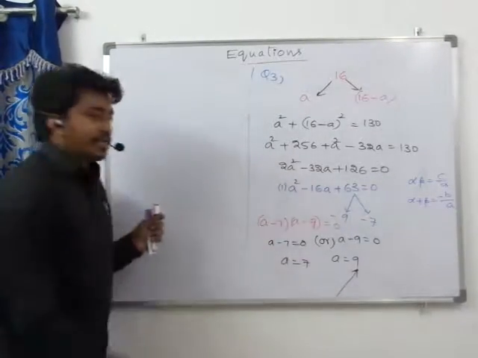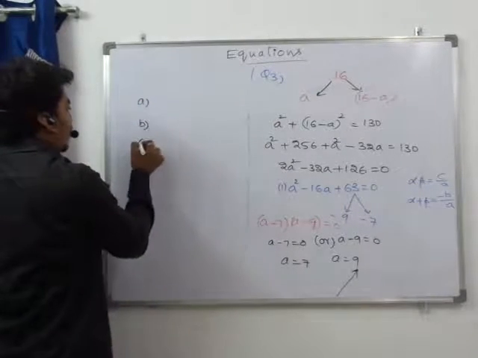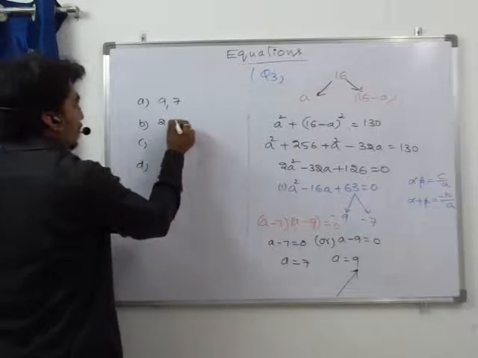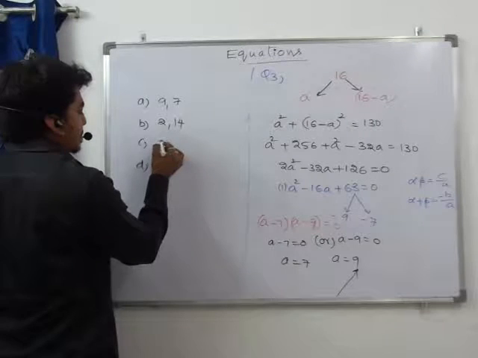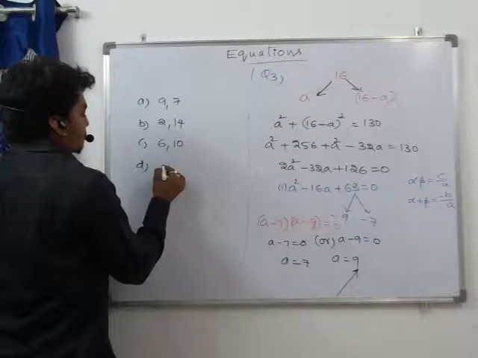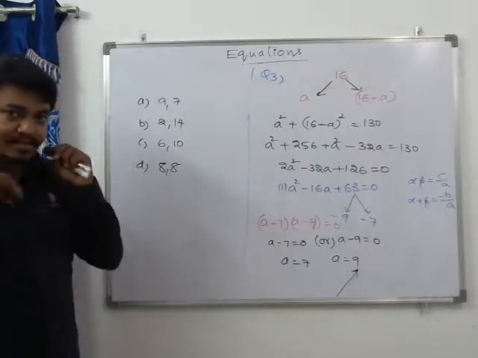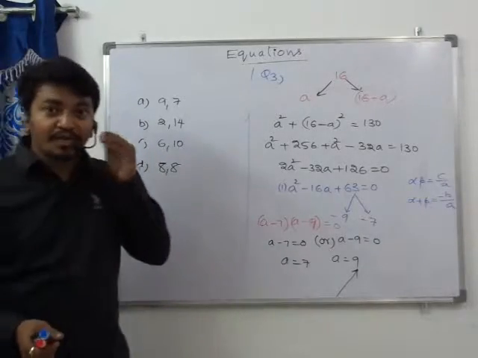If we have the same question in the exam, how to do it? First, suppose we have options like 9 and 7, as we already know, 2 and 14, 6 and 10, 8 and 8. Let us say. So if you have options like this, how to work it out now?